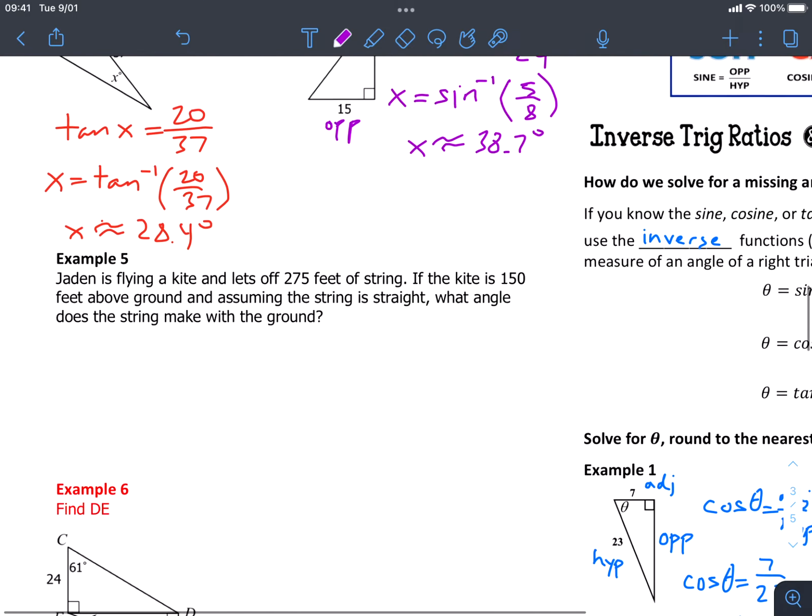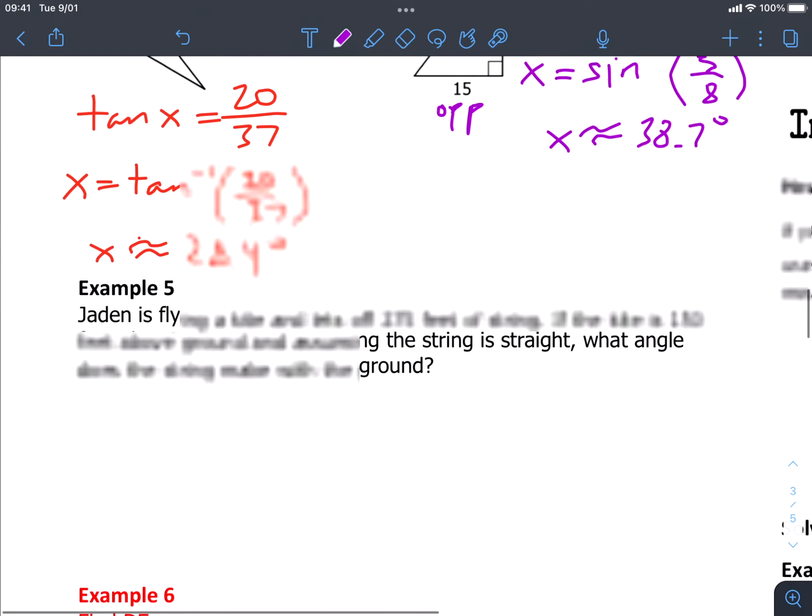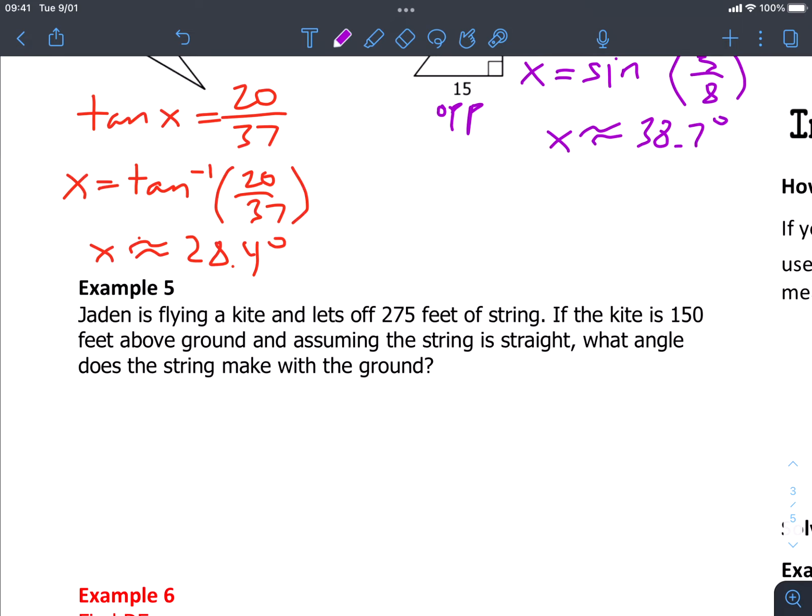The cool thing about equations is that they often represent real-world problems, or they can. So in this problem, Jaden's flying a kite, and he lets off 275 feet of string, and if the kite is 150 feet above ground, and assuming the string is straight, what angle does the string make with the ground? So if I were to draw a little picture, Jaden is here, standing there with his kite, and he lets the kite off into the air.